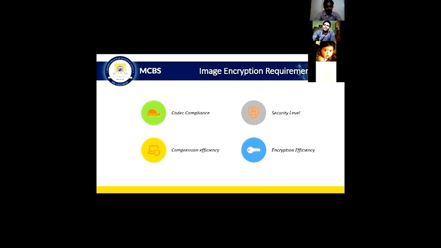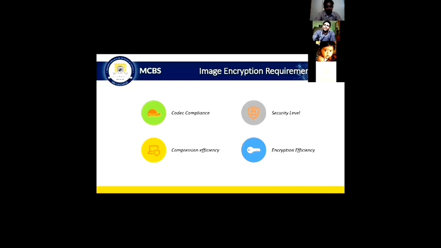Security level: this part requires secure multimedia applications. For example, streaming video requires a low level of security, while other sensitive applications like video conferencing calls require a high level of security. So it depends on the type of the multimedia data.